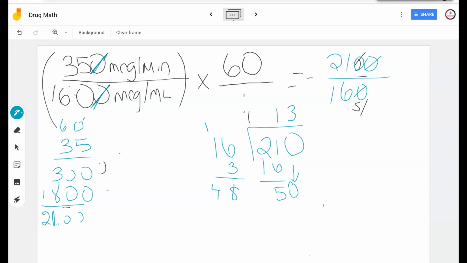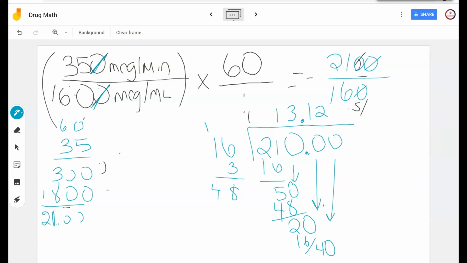It's 48. Yeah. Decimal. 0. 16 goes into 1, and another 0. 16 into 40, 2. Trying to squeeze everybody in there. 32. 8. 16 into 80, 5. There you go.